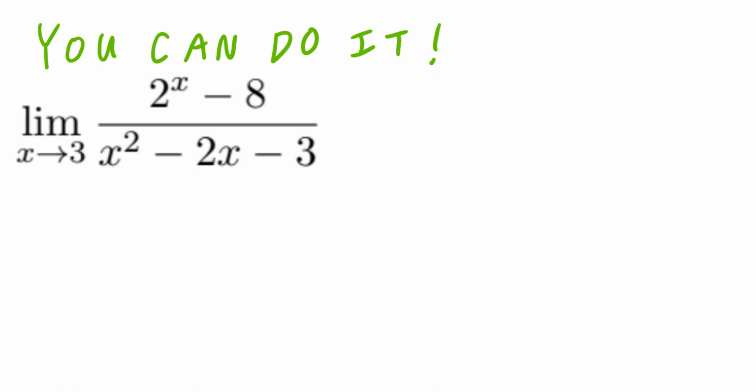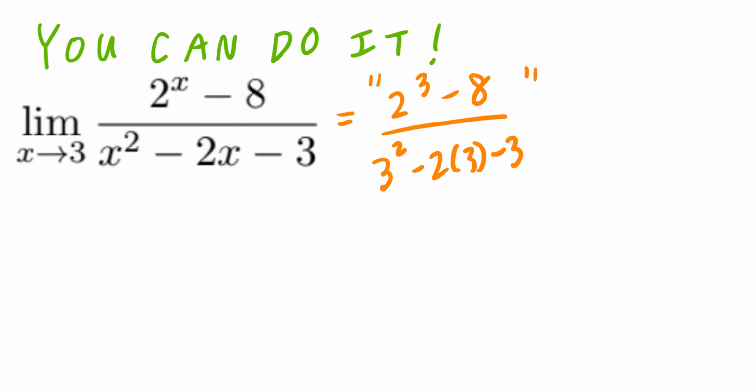Plug in x to be 3. So in this case, if you plug in x to be 3, that's going to be 2 to the power of 3 minus 8 divided by 3 squared minus 2 times 3 minus 3. If you work it out, again, you can take your calculator. I'm going to go through some mental math.